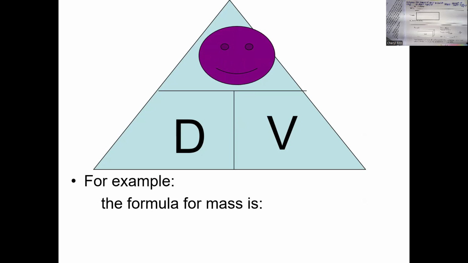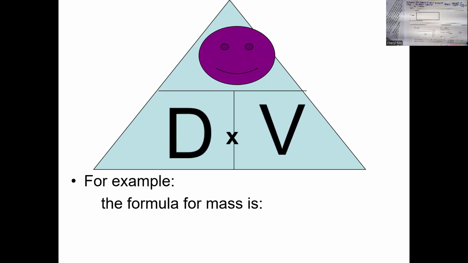Density and volume. And in math, when two variables are sitting right next to each other, what do you do? You multiply them. So the formula for mass is sitting right there. It's density times volume. So mass equals density times volume.